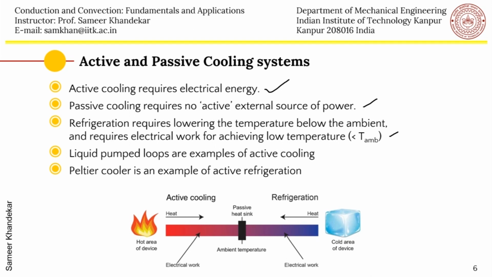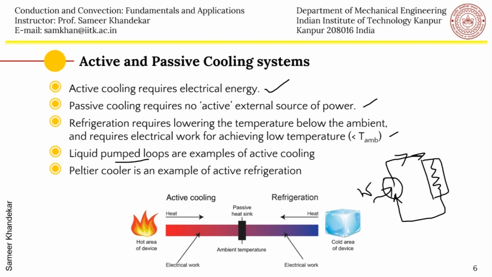And if you see active systems, then you can have a liquid pump loop. There is a pump which pumps the liquid to an electronic chip, and then this liquid comes back here. This is all single phase, okay, and this is an active system because the pump requires some energy, or work has to be done on this pump for the liquid to circulate in this circuit.